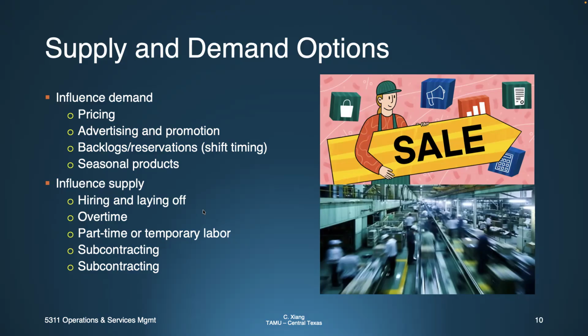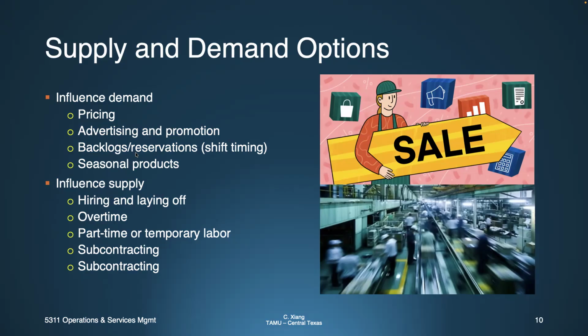Let's first look at the demand side. There are several ways to influence or shape demand. We can adjust the pricing, increase or decrease, advertisement or promotion, and use tools such as backlog or reservation.